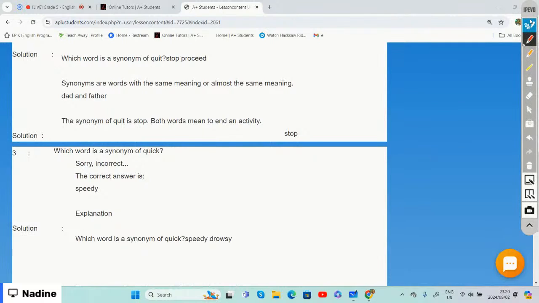what is the word, another word for quick? What is the synonym for quick? The word that is the same as or almost the same as quick. Is it speedy or is it drowsy?